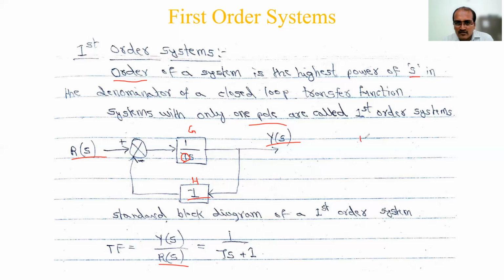So what you will get here is in the numerator G, that is 1 by tau s, divided by, in the denominator you have 1 plus G into H. So G is again 1 by tau s into H. H is 1, so no need to consider that. So now take the LCM, what you will get? So tau s in the denominator you will get tau into s plus 1 divided by tau s, and this tau s will cancel out. So what is remaining is in the numerator 1, and in the denominator you will get tau into s plus 1.